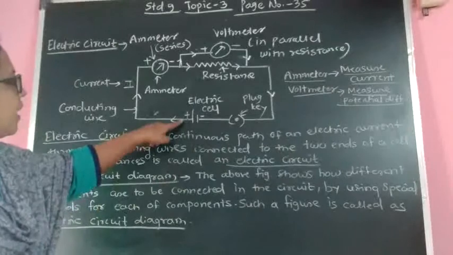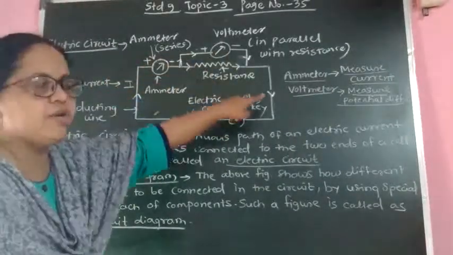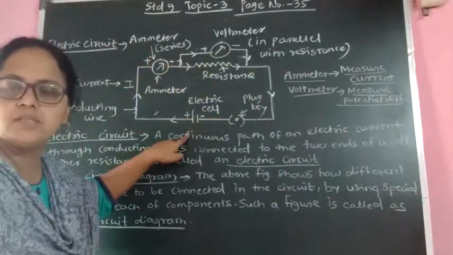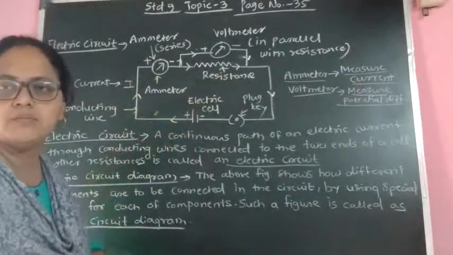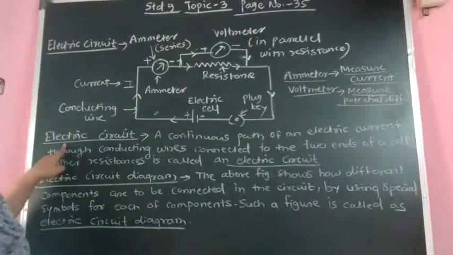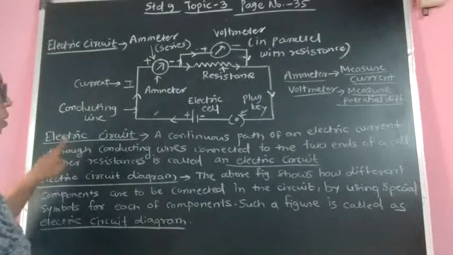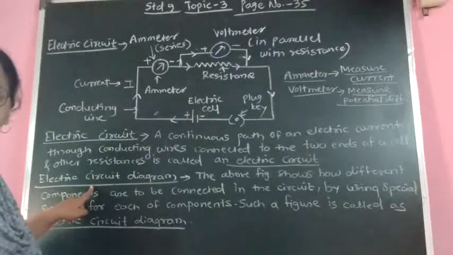That is, when current flows through the continuous path. In this diagram you can see this is the continuous path of electric current through the conducting wire, so it is called an electric circuit. Now what is the next definition?